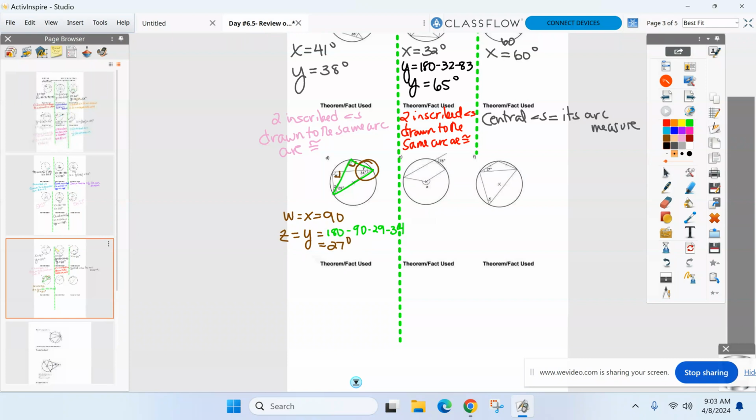All right, what do we use here? Two facts. Inscribed angle drawn to a diameter is a right angle. And I knew angles Z and Y were going to be equal because inscribed angles drawn to the same arc are congruent.